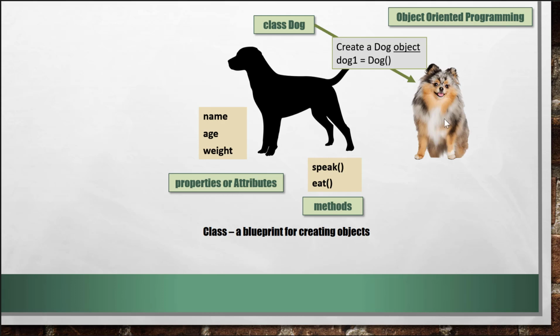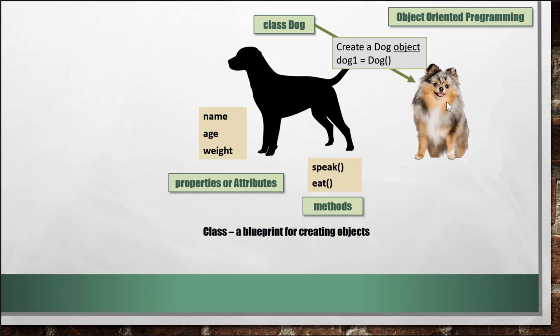And to create this fluffy object, this dog object, this is what we would do in Python. We're going to write the variable name. In this case, I'm going to call this dog1. And we use the equal sign and the capital D, so we're matching the class name. And then the parentheses, that's important, and you'll see why later. So create from this blueprint a dog object.